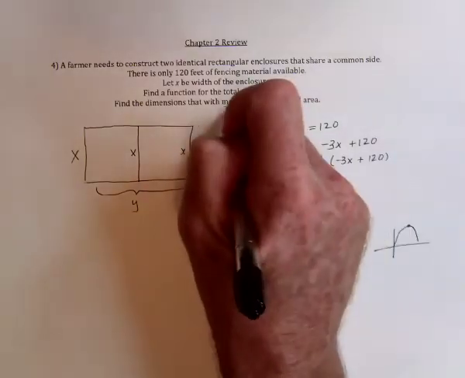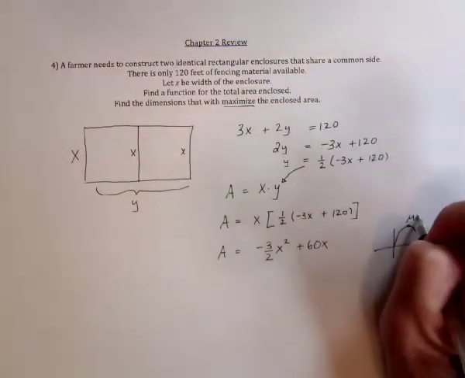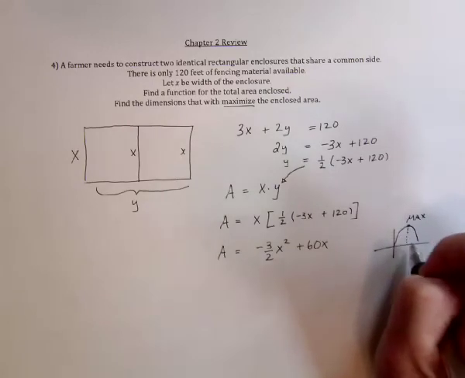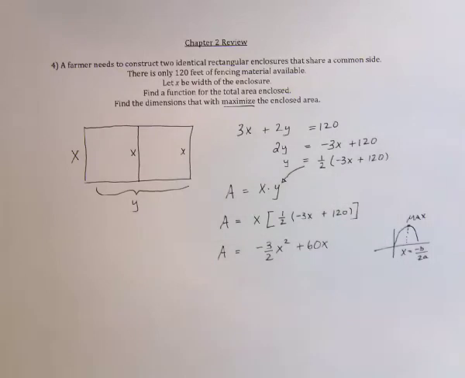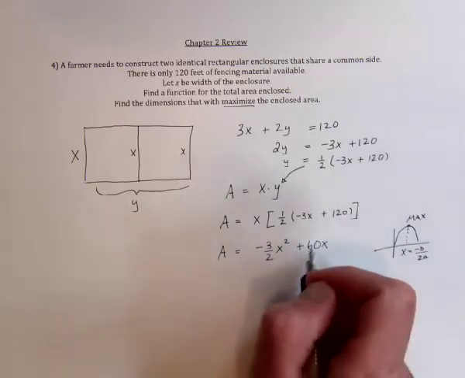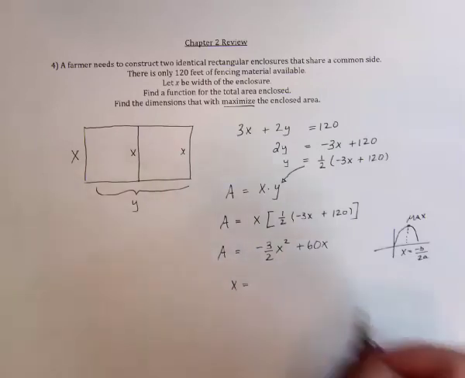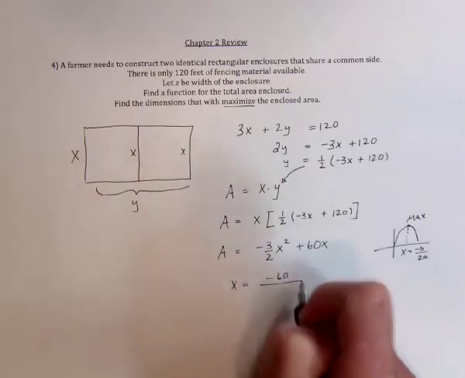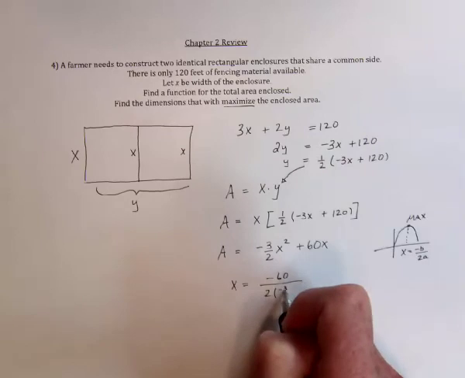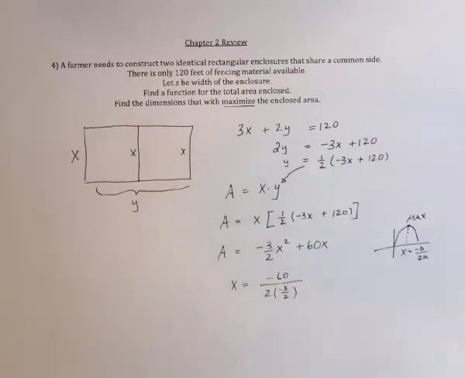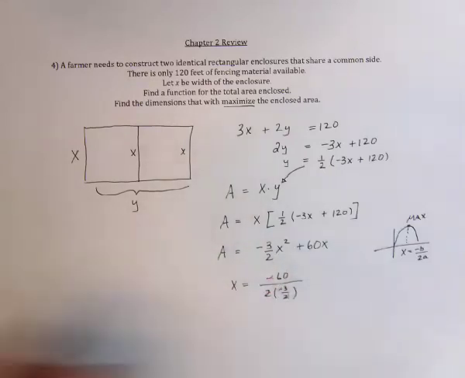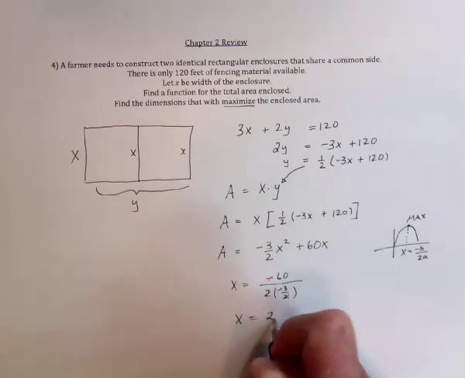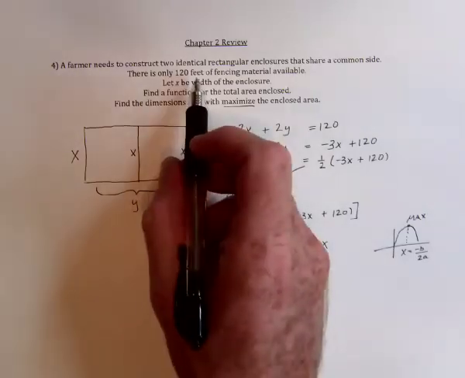And so to maximize something is to find the vertex up here, which occurs when x is equal to negative b over 2a. So this is the a, here's the b. x is equal to negative b divided by 2 times a. And then I can even reduce it. The 2's are going to cancel, and the negatives are going to cancel. And so it's 60 divided by 3, so x is equal to 20. And the units would be feet.